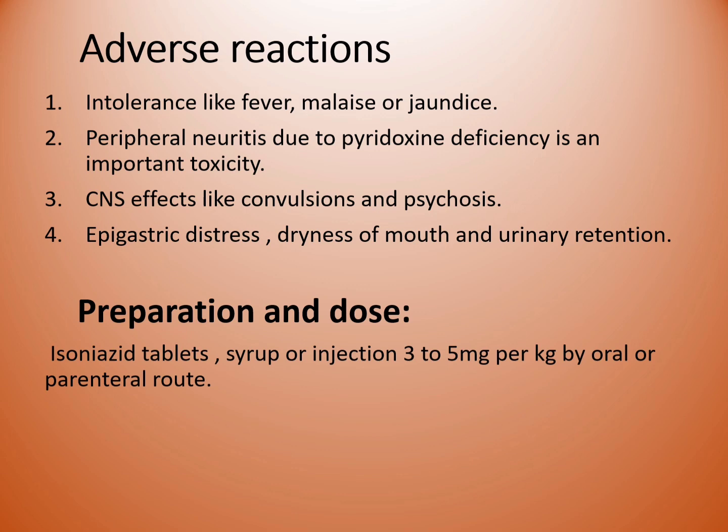Then adverse reactions. Adverse effects are fever, malaise or jaundice, peripheral neuritis due to pyridoxine deficiency, an important toxicity, central nervous system effects like convulsions and psychosis, epigastric distress, dryness of mouth and urinary retention. What are the doses of isonicotinic acid hydrazide? Such as tablet form, syrup or injection. In maximum 3 to 5 mg per kg by oral or parenteral route.